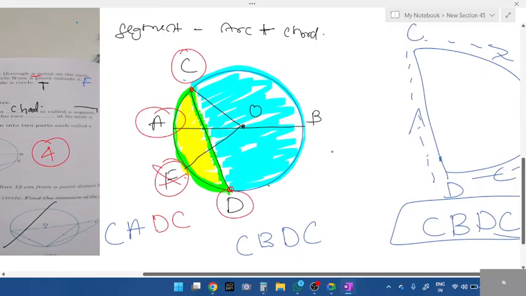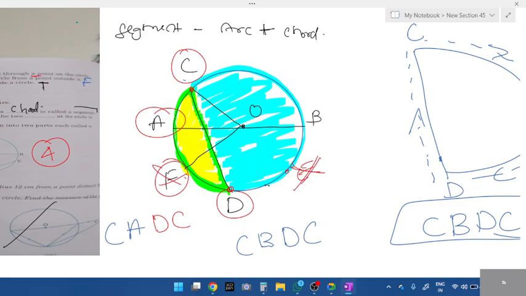In the same way, if you take the major arc, E was given. They have ignored this E. They have just written C, B, D, C. Major arc, minor arc. Sorry, segment. Major segment, minor segment.